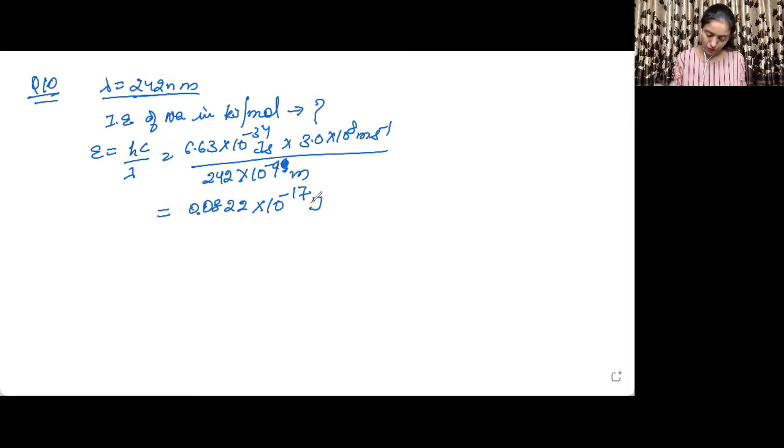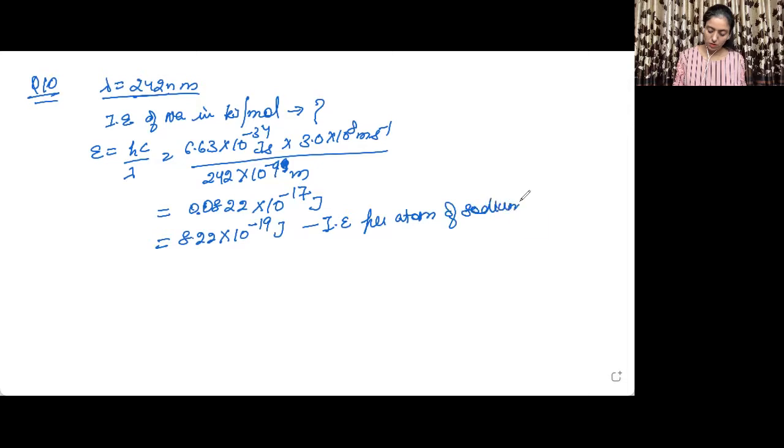So I think you can just find it out. It can also be written as 8.22 into 10 raised to the power minus 19 joule, because the decimal point has been shifted to the right, so the power will get subtracted. Now, this is the ionization energy per atom of sodium. Now, ionization energy per mole will be equal to 8.22 into 10 raised to the power minus 19 multiplied by Avogadro's number, 6.022 into 10 raised to the power 23.